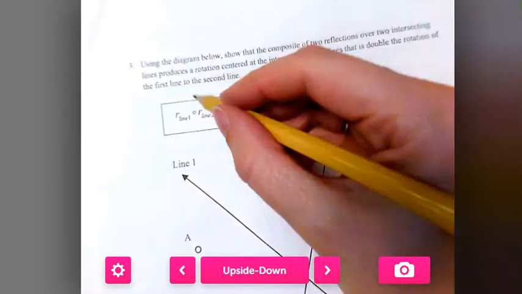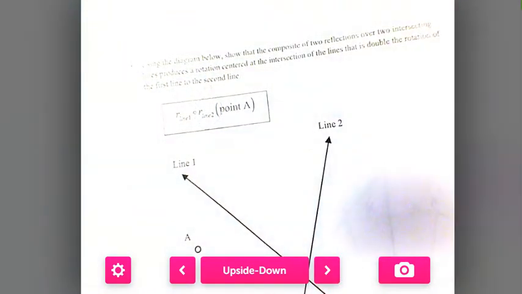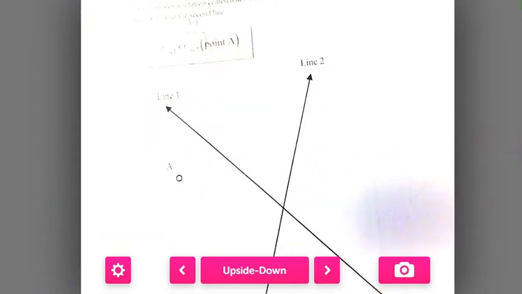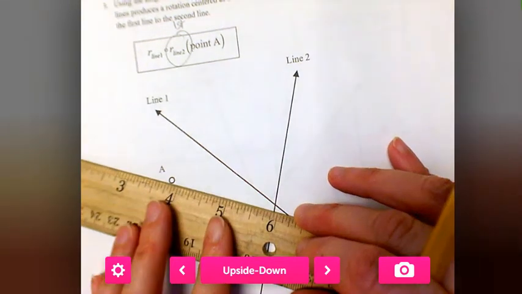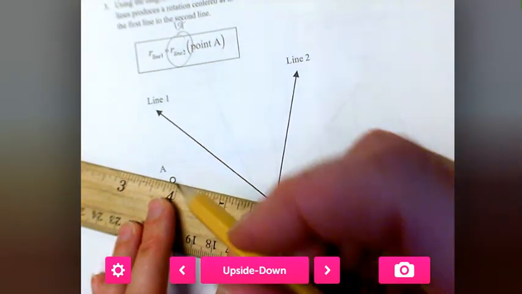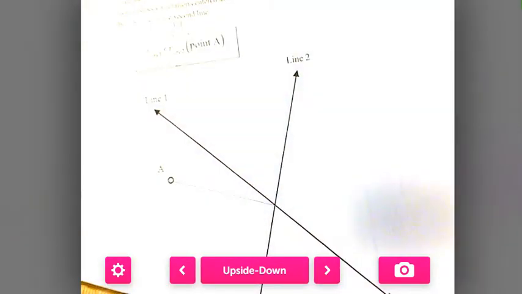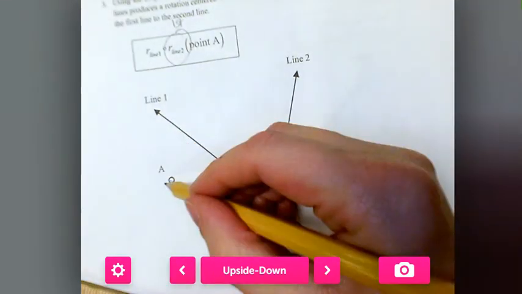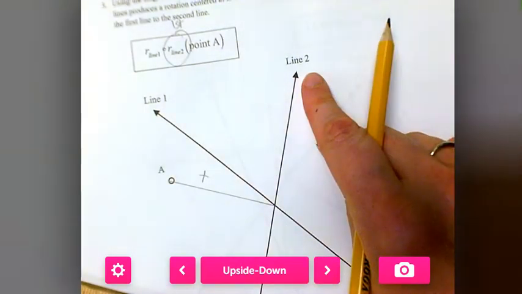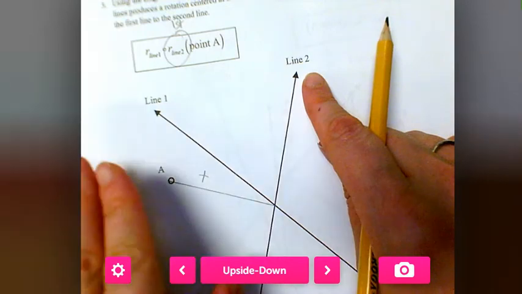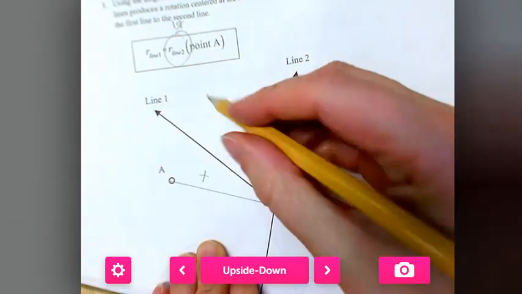Now remember, I'm going to do line 2 first. Okay, for this one, we're talking about degrees for intersecting lines. So I'm going to draw a line from point A to the point of intersection. Now, I'm going to label the distance between A and line 1 X. But remember, I'm going to reflect all the way over line 2. So if this is X, what's line 1 to line 2? We're going to label that whole thing Y.